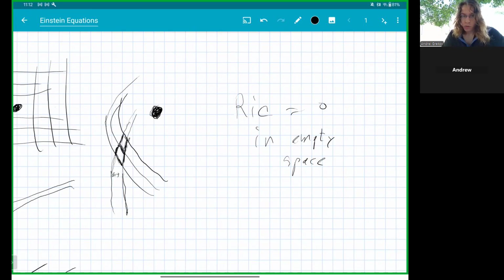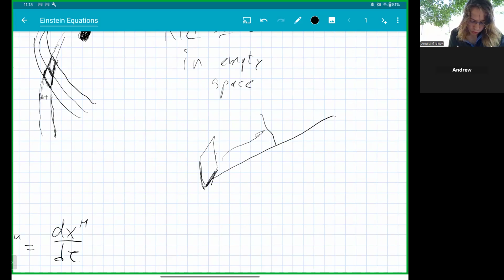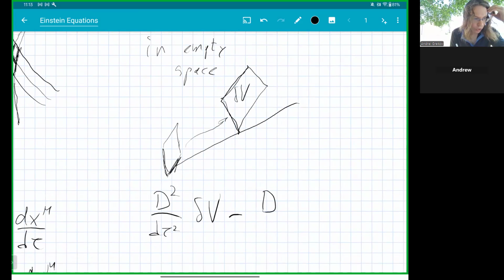Because the Ricci tensor is precisely what controls the change of volume along the geodesic flow. So if you have a geodesic, and you have an infinitesimal volume here, the Ricci tensor controls how this volume gets changed. Concretely, there is an equation like this. This is our infinitesimal volume minus the same change in flat space.